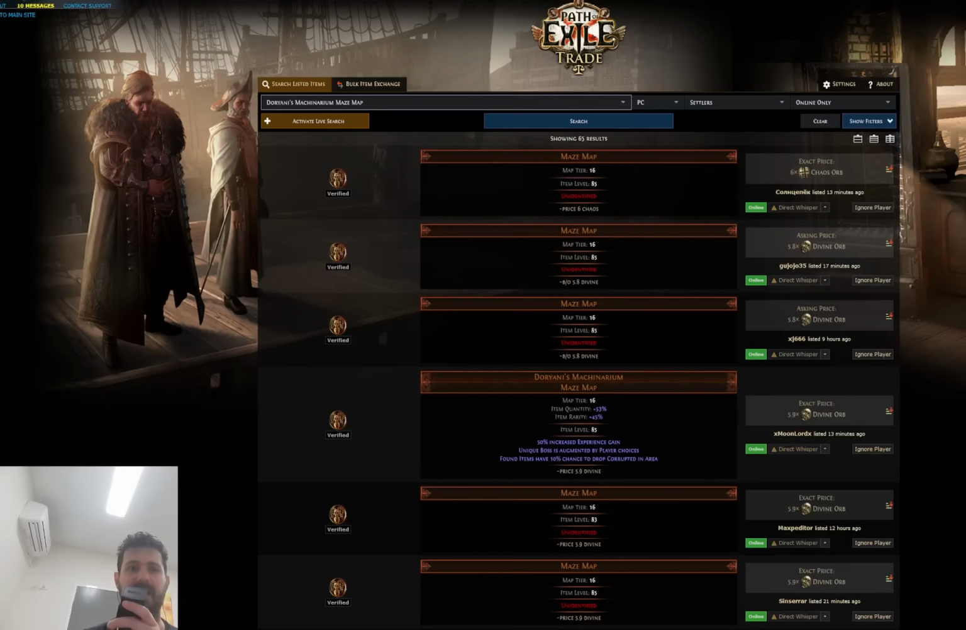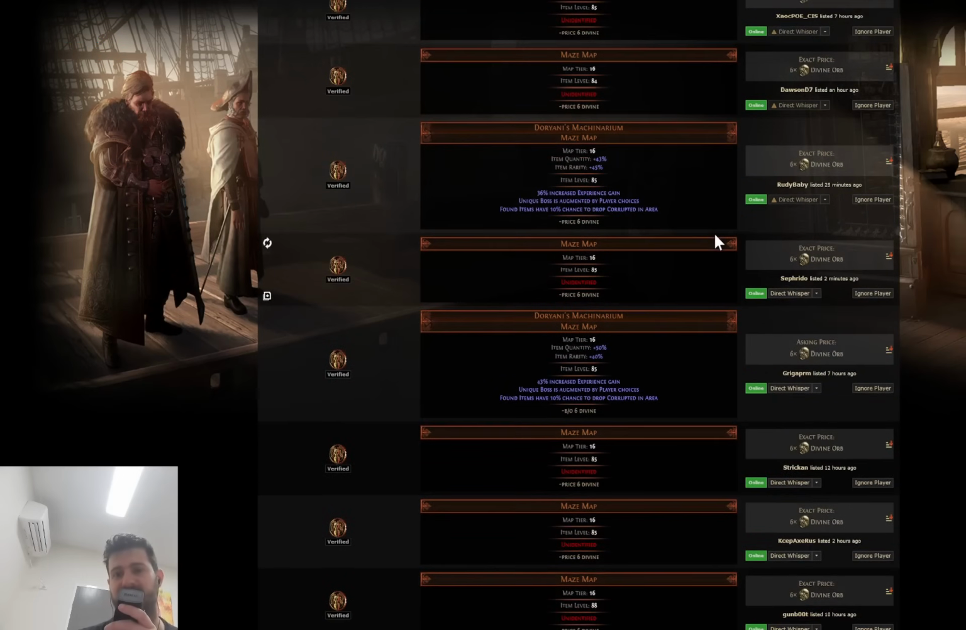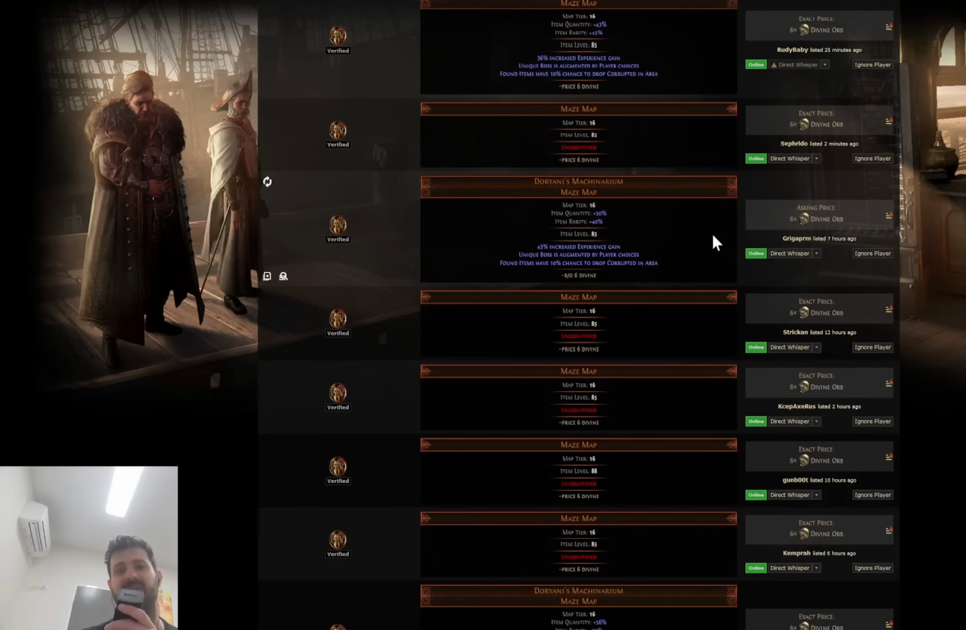Who knows? Then we have Doriani's Machinarium. This is going up exponentially. So if you are taking architect nodes, these are 6 div. These went up from, I think I sold them at 3 div like a week ago. So these will carry your architects. So it is still definitely very worthy farming architects right now. You will make bank if you get one of these to hit.